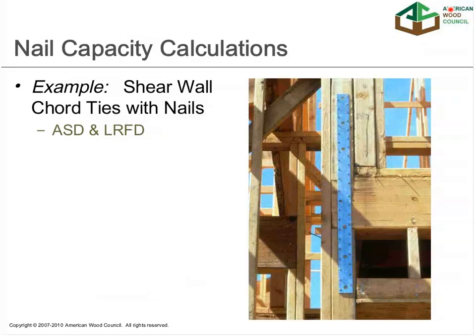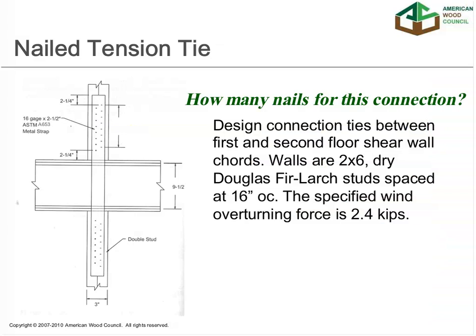So let's take a look at a quick example of a cord tie between two shear walls, something like what might be shown here. We'll do an ASD LRFD side-by-side comparison so you can see how both of those work. So we've got a 16 gauge, 2.5 inch ASTM A653 metal strap across two floors, and we need to handle the hold down capacity of the shear wall up here on that second floor, transfer it down to the hold down on the first floor. So we're going to design a connection tie between those first and second floors. We'll assume a 2x6 Doug fir larch, and that uplift force at that location is 2,400 pounds.